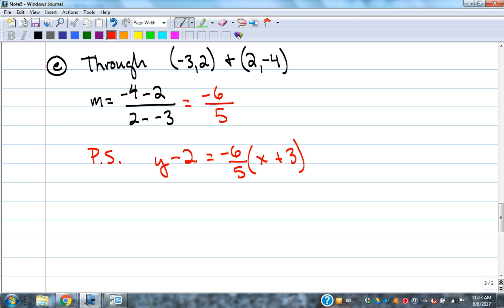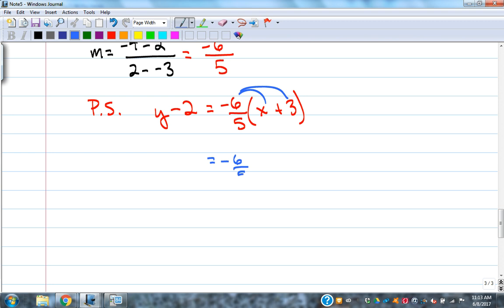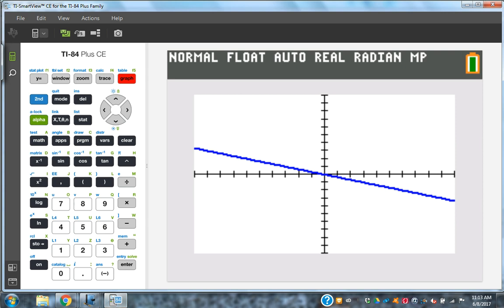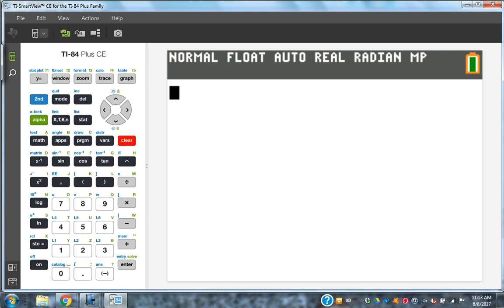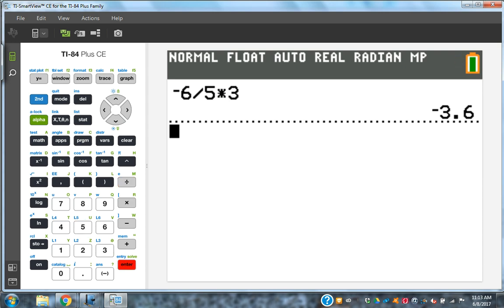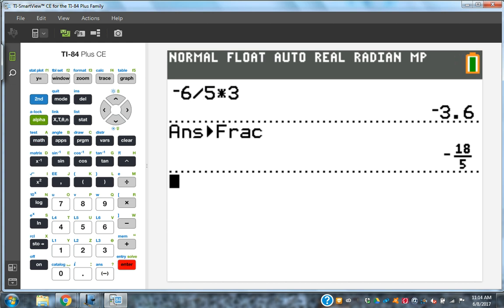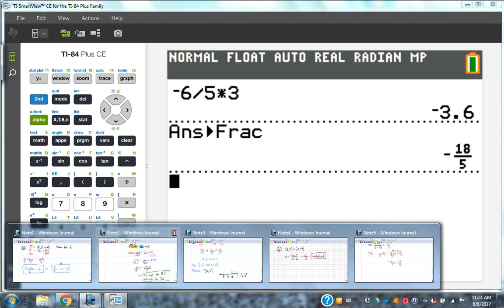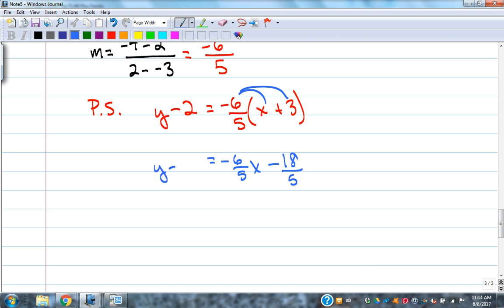And then I'm saying, okay, well, what's the first step that I do to get it into slope-intercept form? Distributive property again. So that's going to be -6 over 5x minus 18 over 5. And if you're uncomfortable with fractions and multiplying them, that's okay. You know, -6 over 5 times 3. And then I hit math, enter to get there. -18 over 5. That's what I'm doing there. And then I still have the y minus 2. One more step gets y by itself, and that's what I'm after here.